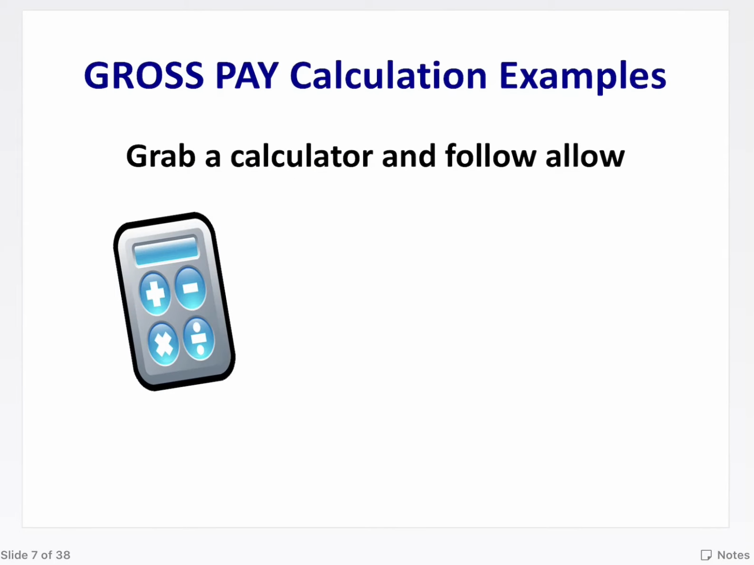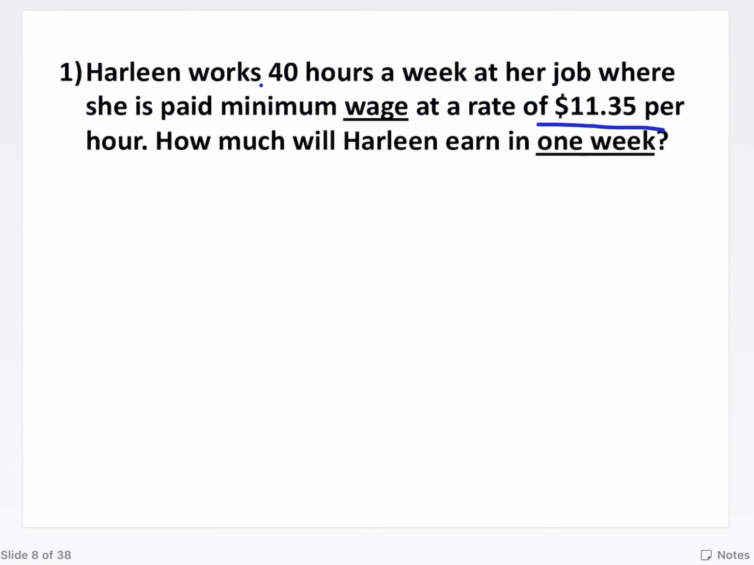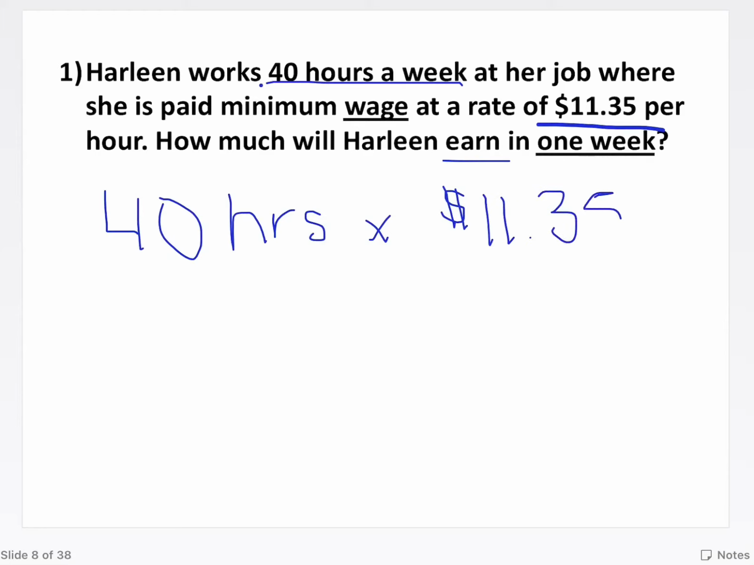Let's do a few calculations. So I would like you to actually have a calculator. You can pause the video and follow along so that you're comfortable to do the worksheet on your own. Okay, the first example here is fairly straightforward. Harleen works 40 hours a week at her job where she's paid minimum wage at a rate of $11.35. How much will she earn in a week? So this might be a common calculation you're going to want to be able to do when you get a job. So very simply, 40 hours a week multiplied by her hourly rate of $11.35.